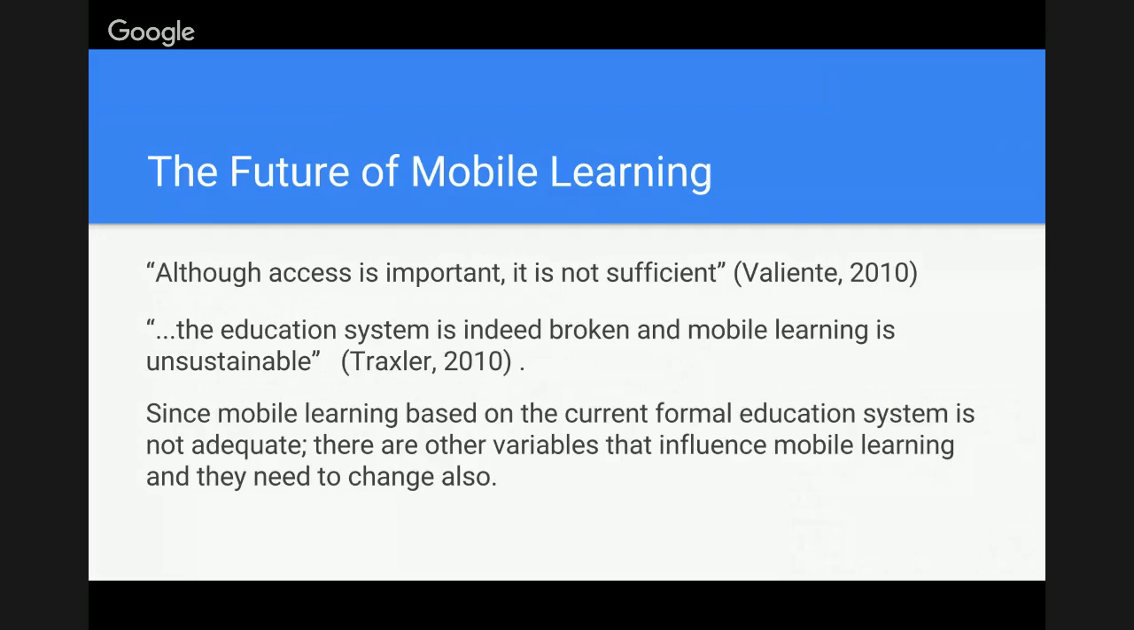Unfortunately, most mobile learning projects have been experimental, and these new initiatives are usually short-term and small-scale pilot projects. This hinders the ability to reach a wide audience of learners over long periods of time. However, we can't just blame the mobile learning projects. Take a look at the second quote by Traxler, and it says, "The education system is indeed broken, and mobile learning is unsustainable." One important reason that makes mobile learning hard to sustain and scale up is because of our education system. If we're trying to use mobile devices to support students' learning and move forward in educating our students, our education system needs to move forward as well, along with the advancement of technology.